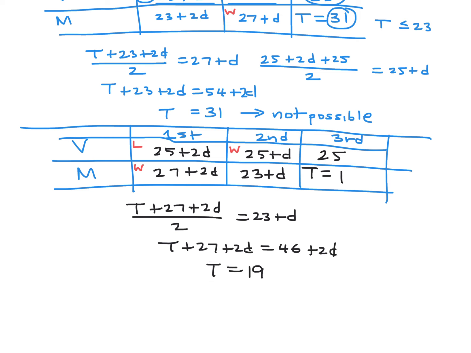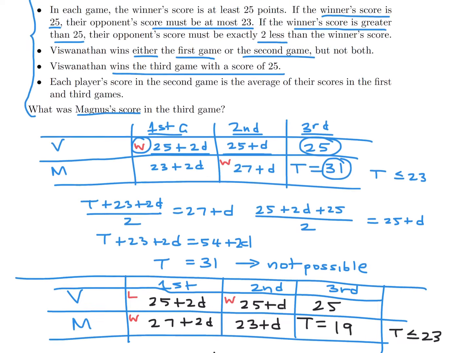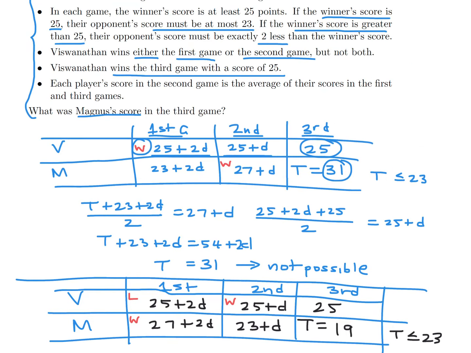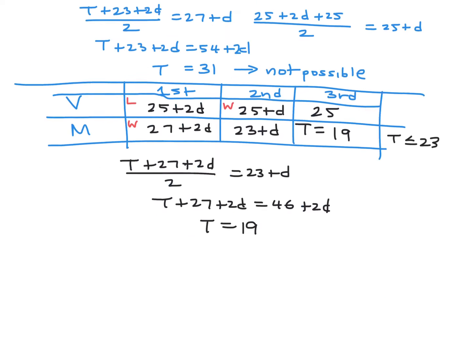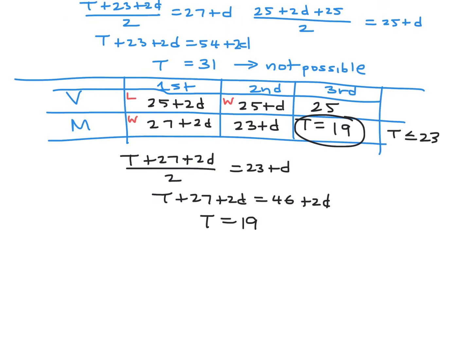19. And that satisfies the criteria that if the winner's score is 25, their opponent's score must be at most 23. So therefore, since we have satisfied it, t equals 19, or 19 is the answer to the question.